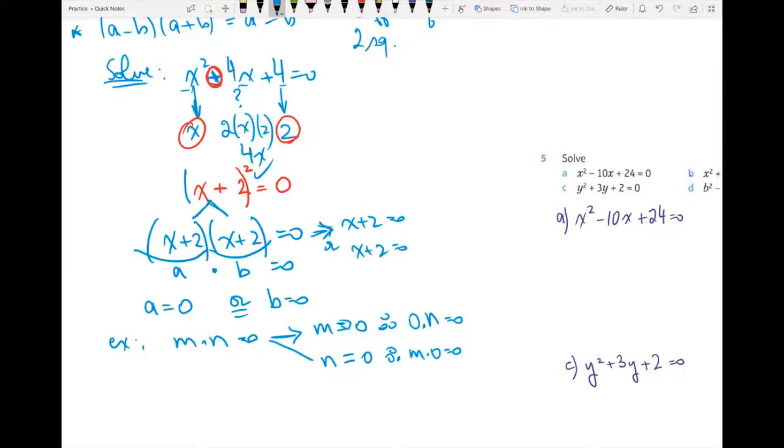Now since we have the same factors, or the two factors are the same, we only take one root. So x is equal, when you take 2 to the other side, to minus 2, 2 equal roots. And you can say also 2 equal solutions. It's the same meaning.